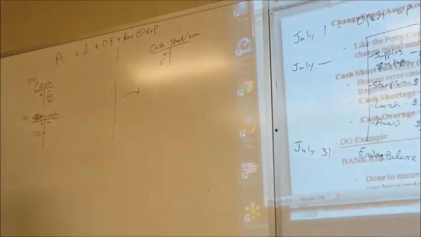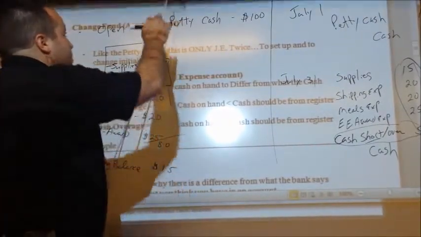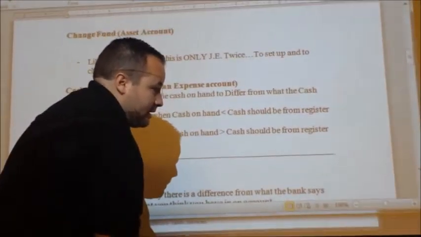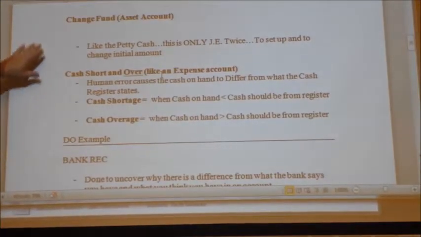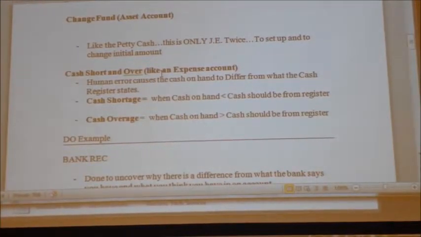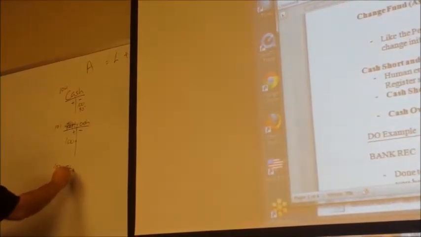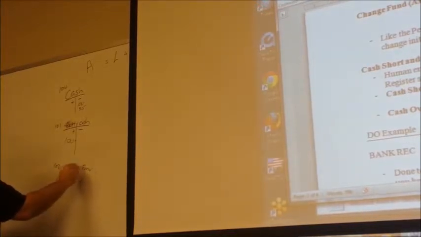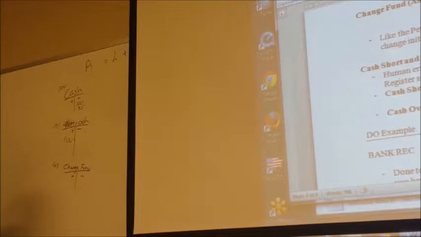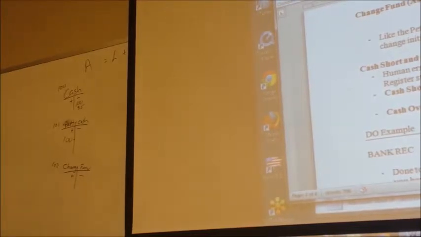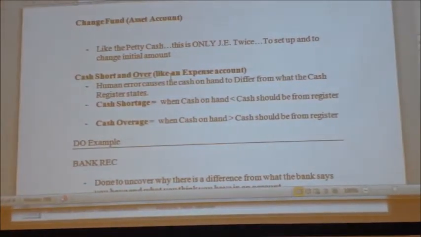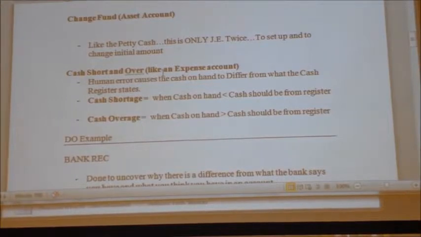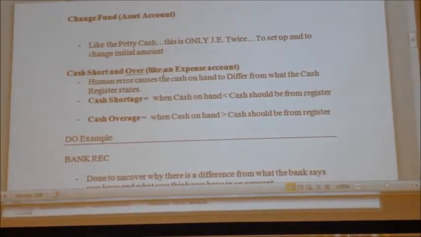Okay. Now, just like petty cash, and then we're going to do a couple examples. It's very, very similar. Could be account 102, still above even accounts receivable, one that's called a change fund. Almost every business is going to have one of these as well. If you have a register, you're going to need a change fund account, because you need to be able to make change.